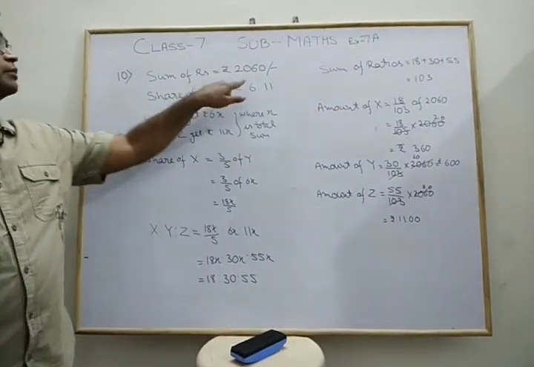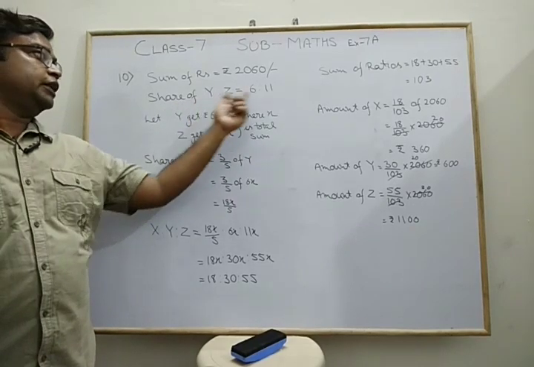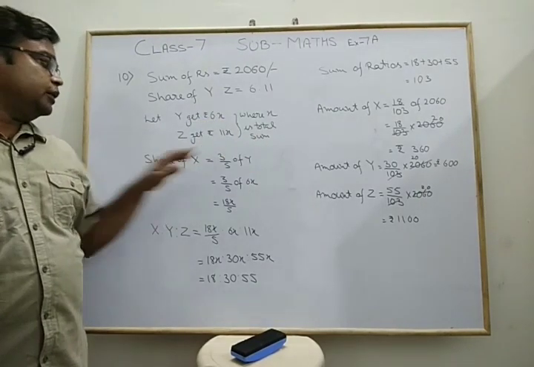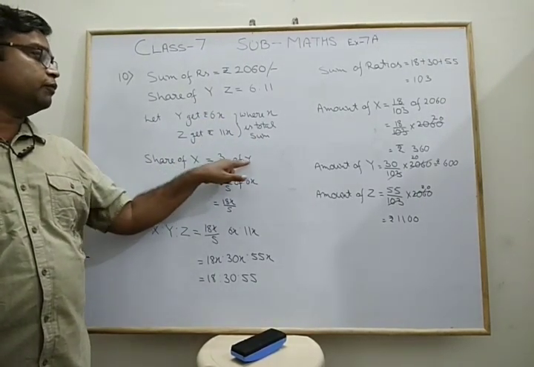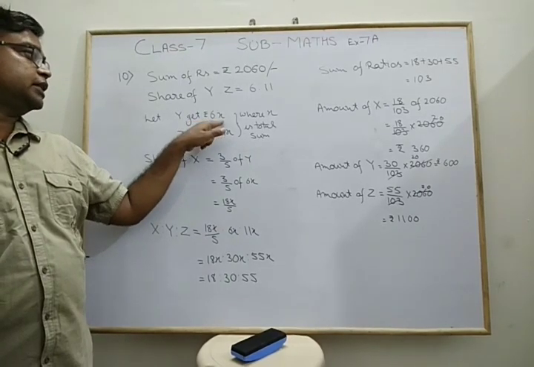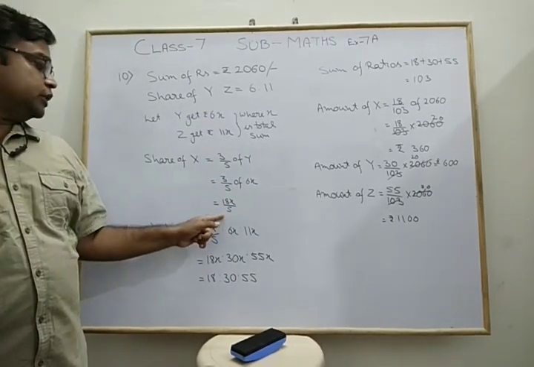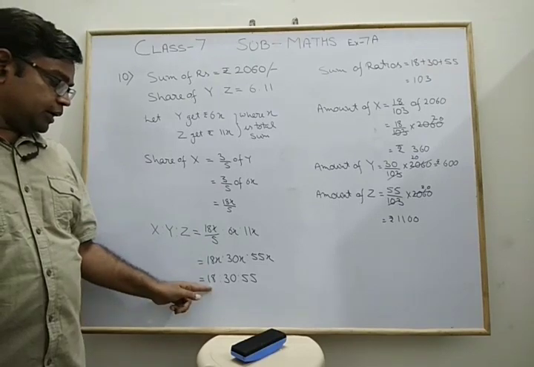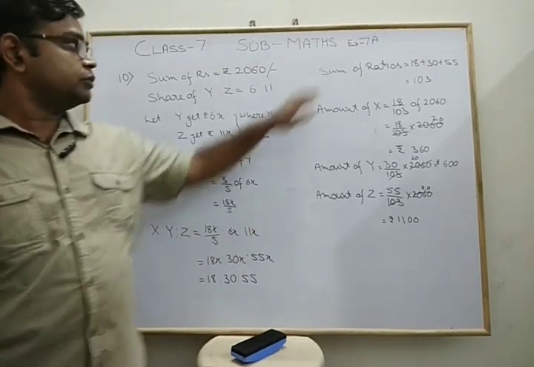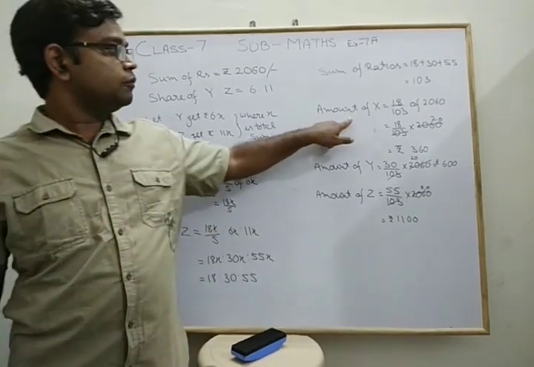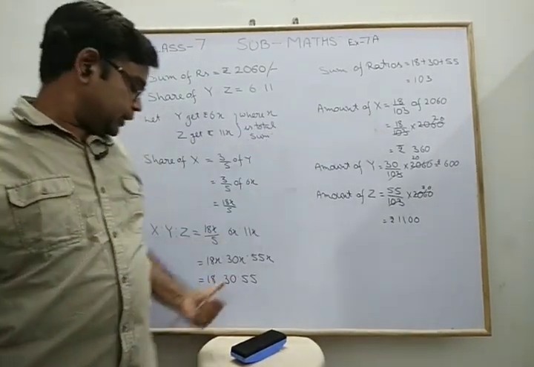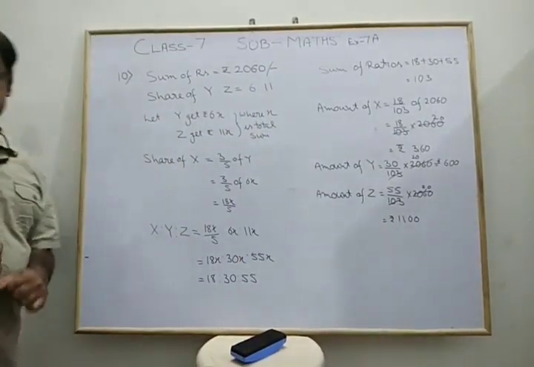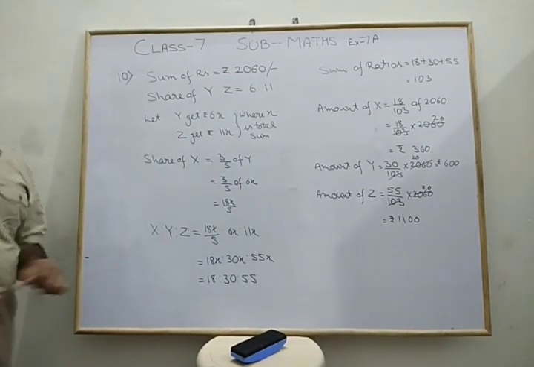We simply first find out the share of y to z that is given, then we assume the shares of y and z in terms of a variable. Then the share of x equals 3/5 of y. As we assumed the share of y is 6x part, from this we get the share of x in terms of x part. Then find the ratio x to y to z. At last we have it in this one. Then find the sum of ratios, and then you can easily find the amount by the ratio of this by the sum of ratios. This is the solution. Now we are moving to the next question, question number 12.